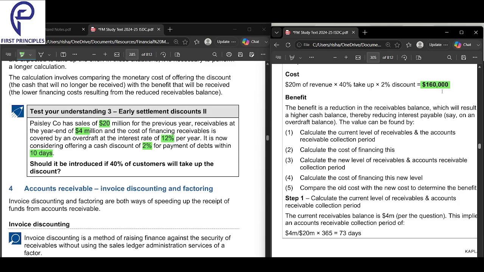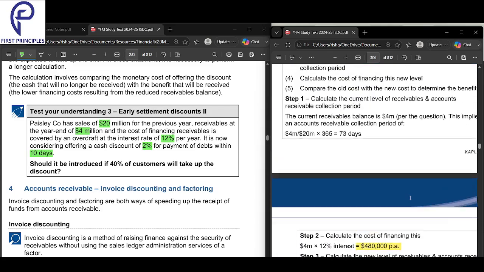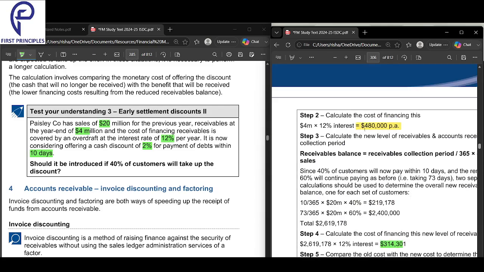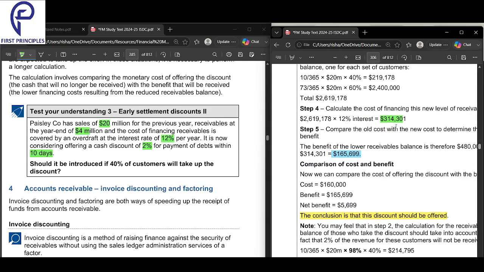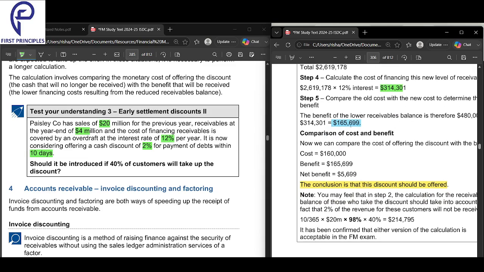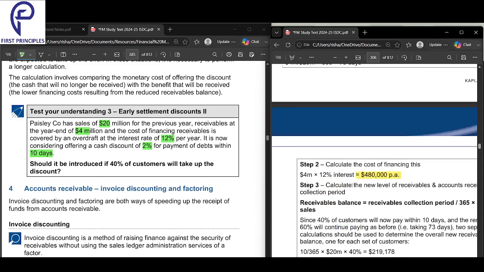You tell me, how are we getting this cost? 20 million, only 40% are getting the benefit of this. 20 million into 40% into a 2% discount means we get 1,60,000. That's the total cost. How do we get the total benefit? We will see how much the old receivable was costing when financing, how much the new receivable is costing, and what the benefit is. Then we compare the benefit with the cost, and we find whether we should allow it or not.